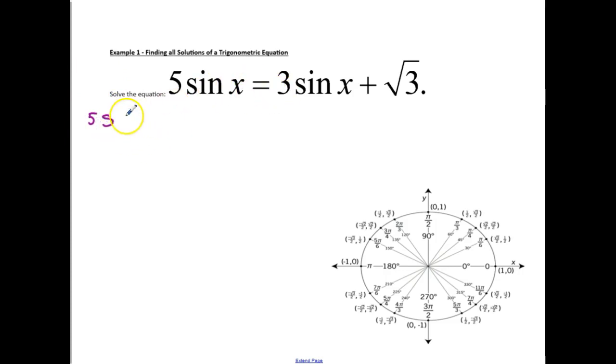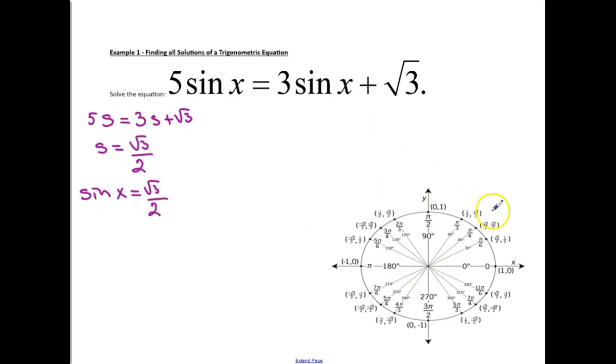So you can rewrite this as 5s is equal to 3s plus square root of 3. And then you can find that s is equal to square root of 3 over 2. At which point you would have to replace the s with sine of x is equal to square root of 3 over 2. Okay, now you can use the unit circle to figure out what are those angles that have a sine value of square root of 3 over 2.